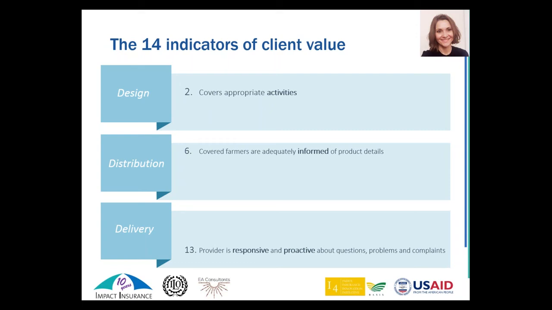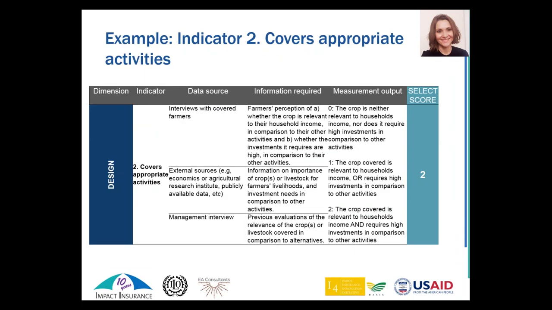So if we take the example of indicator 2 in the design dimension, here we are looking at a screenshot of the tool. So this is actually the environment that you work with when you are using the tool. So indicator 2 measures whether the product covers appropriate activities. Because one of the elements of product design that is essential when you assess client value is to cover a crop that is relevant to the farmers.